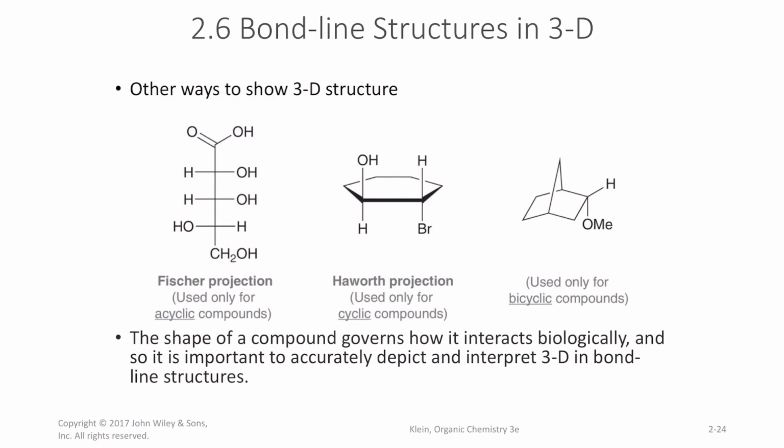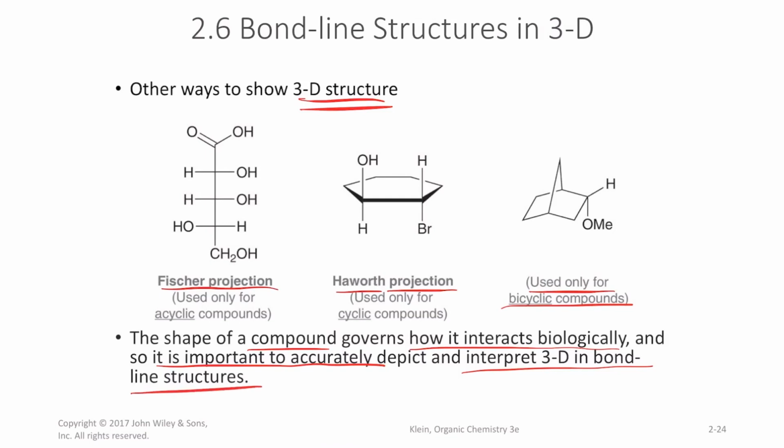There are other ways to represent 3D structures for complex molecules. For example, one of them is the Fischer projection. We'll talk more about it in later courses on stereochemistry and stereoisomerism. And then the other one is Haworth projections, and there are other projections that are commonly used for bicyclic compounds. The shape of the compound governs how it interacts biologically, so it is important to accurately depict and interpret 3D bond line structures. If you're able to understand 3-dimensional bond line structures, it helps you understand how a molecule in general can react with any other molecule.